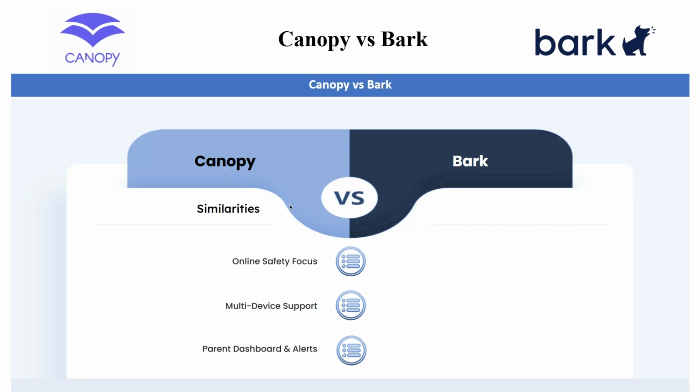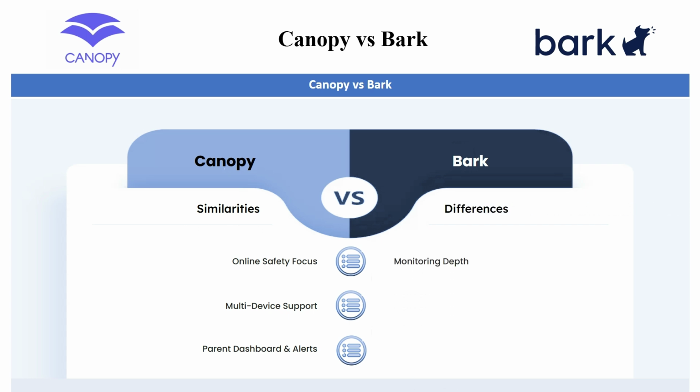Lastly, we have parent dashboard and alerts. Canopy and Bark both provide parents with a central dashboard where you can view reports, set rules, and receive notifications. Real-time alerts or summary reports allow you to take action when needed, giving parents control without having to constantly check the child's device.